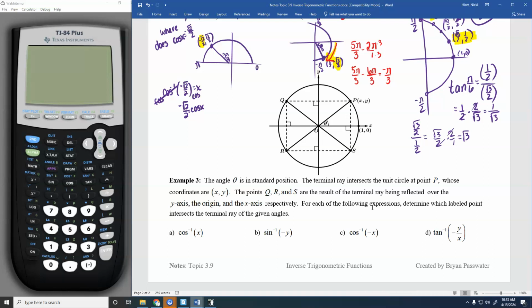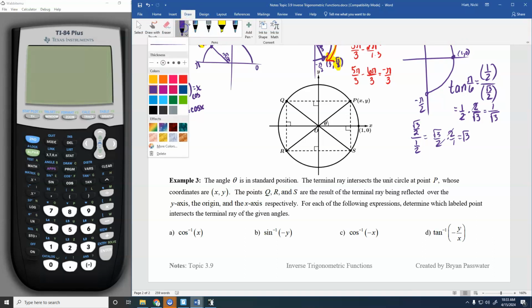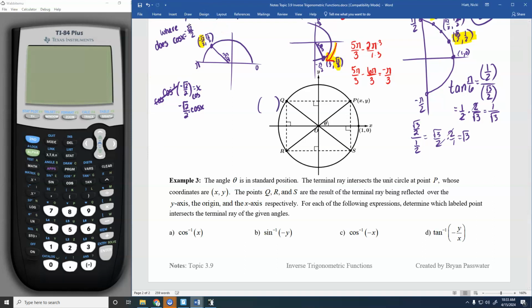So let's think about our coordinates here. What would the coordinates of Q be, if P is x, y?